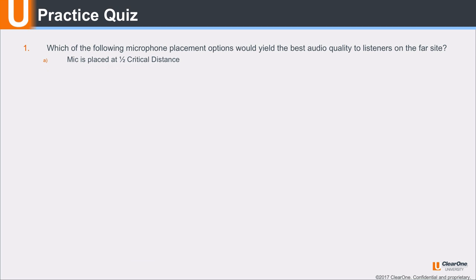A microphone placed at half the critical distance will yield the best audio quality.